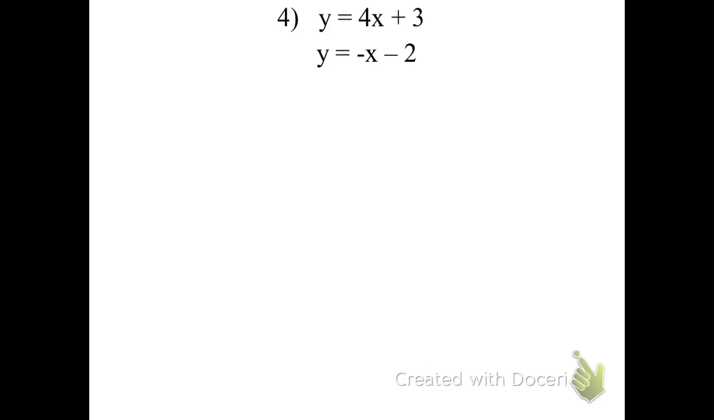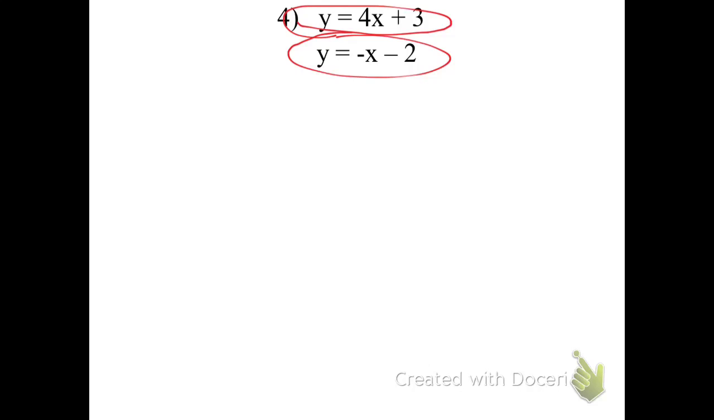Alright, so here we are at number 4. Once again, we're going to use substitution and we're going to graph these. So something that's really handy right now is both of these equations are solved for y. And since the solution to this system is where the two graphs meet up, they'll have the same y value, they'll have the same x value.